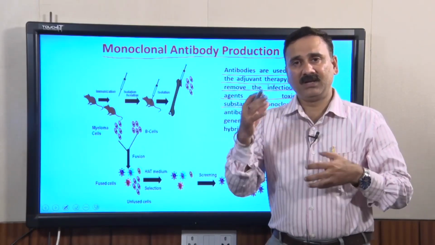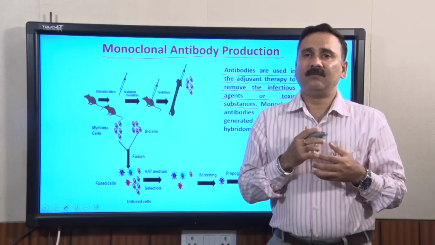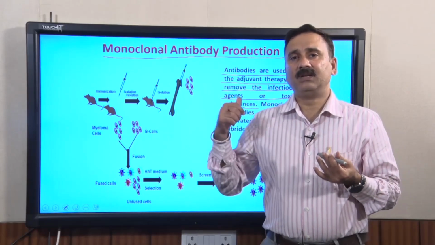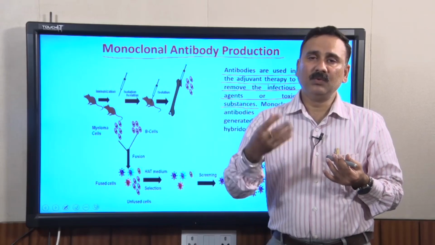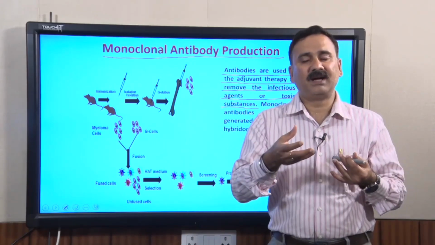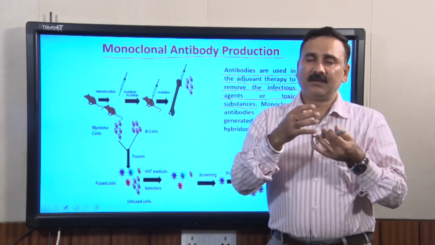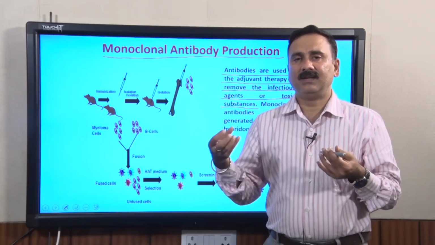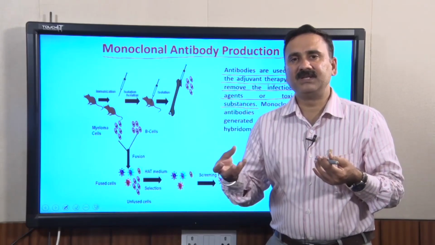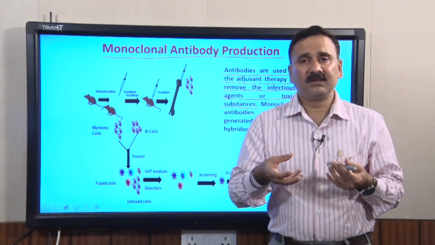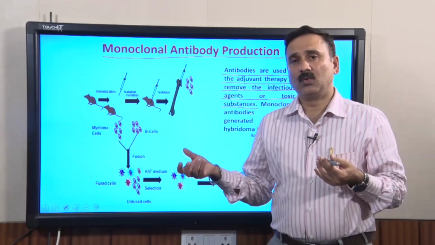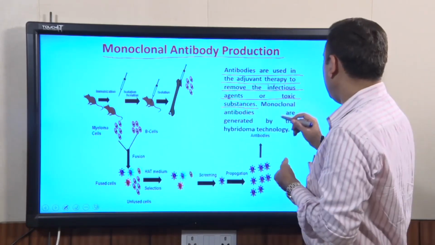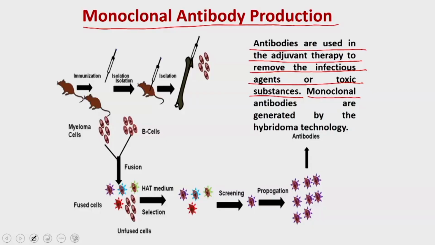If you inject a patient with these monoclonal antibodies, they are going to bind these enzymes, and then the cellular system is going to recognize these antibodies, and that is how these enzymes, proteinaceous substances or infectious organisms can be removed from the circulation. Monoclonal antibodies are generated by a technology known as the hybridoma technology.